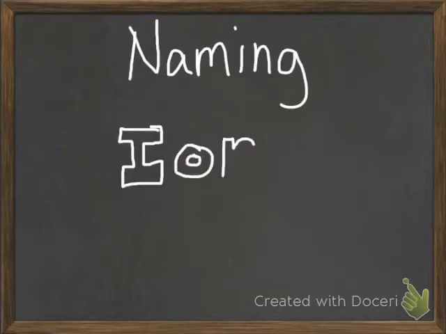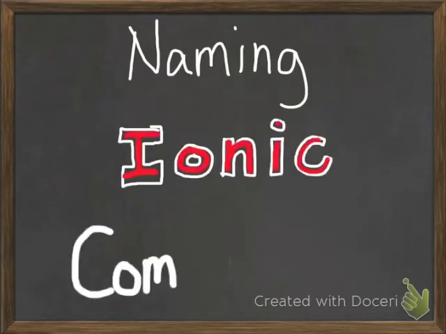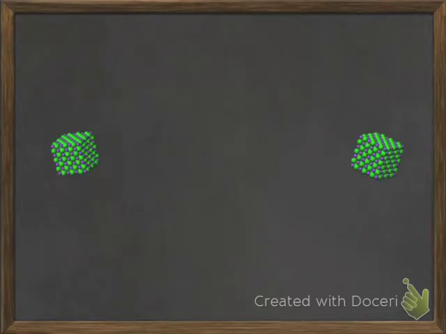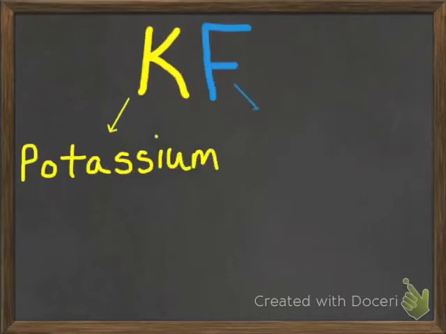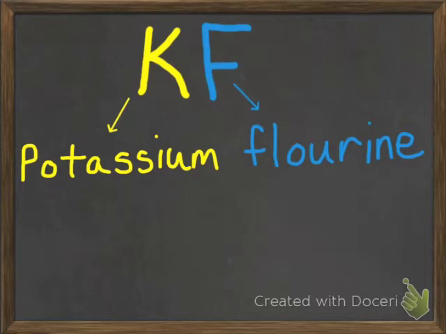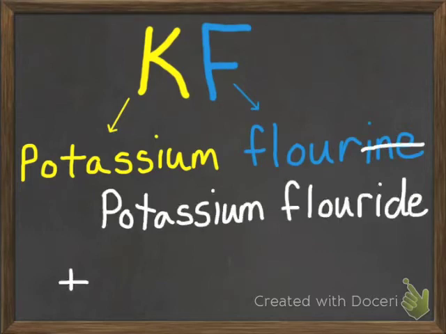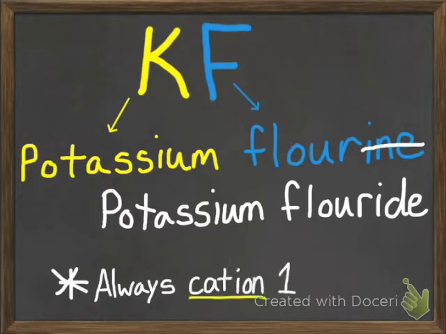So now we can actually start naming ionic compounds. Let's look at a few of those. Let's look at KF. This ionic compound is made of potassium and fluorine. Really all we have to do to name this compound is to do what we just did with the ions. To name a potassium cation, all we do is start with potassium, and then to name fluorine, all we do is drop the INE and add IDE. So this compound would be called potassium fluoride.